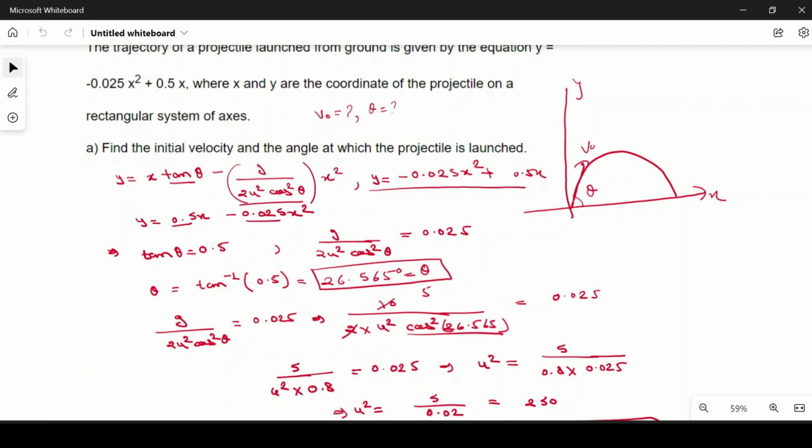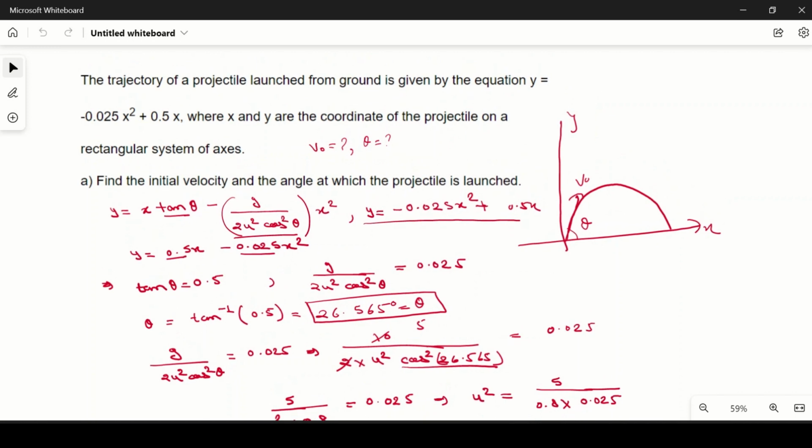So I hope you understand how to calculate these values and how to solve this type of problem.